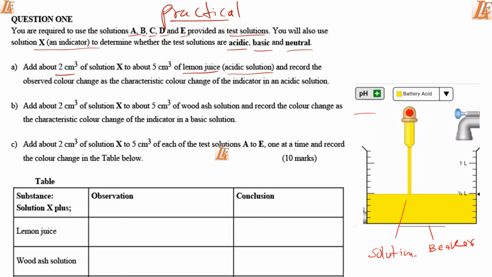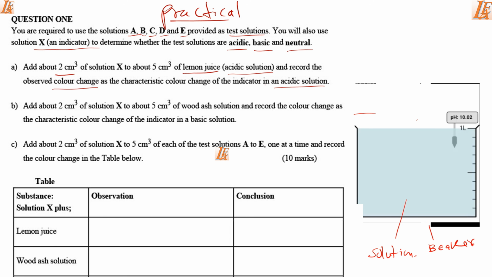So after adding 2 cubic centimeters of solution X, which is an indicator, to 5 cubic centimeters of lemon juice, you are expected to observe the color change as the characteristic color change of the indicator in the acidic solution. Like in the table you see down here, you will add the indicator to this lemon juice, and then you will write the observation.